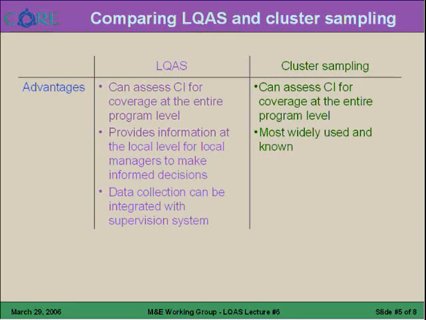In this slide we summarize some of the advantages we've discussed before of lot quality assurance sampling and cluster sampling, and we discuss a few things we previously have not mentioned. First, both LQAS and cluster sampling have the advantage of being able to assess the confidence interval for coverage, or the confidence interval for indicators at the entire program level, for the whole program area. We can get an estimate of the mean and a confidence interval for our program indicators. Both LQAS and cluster sampling do this.